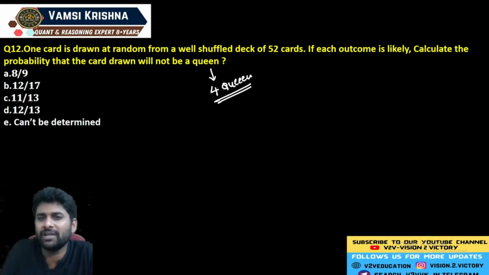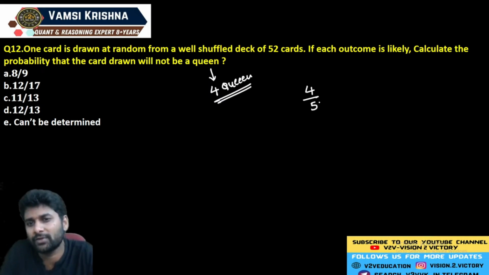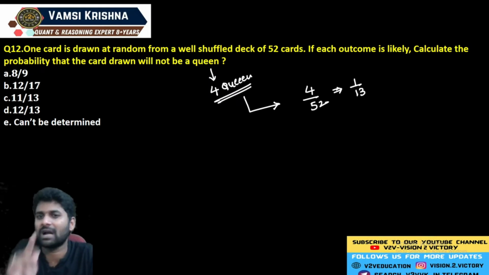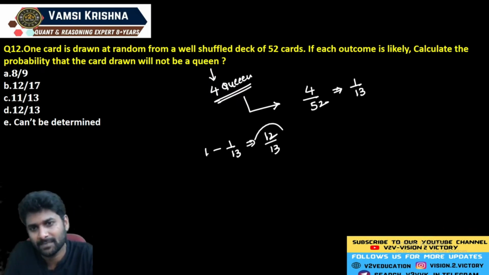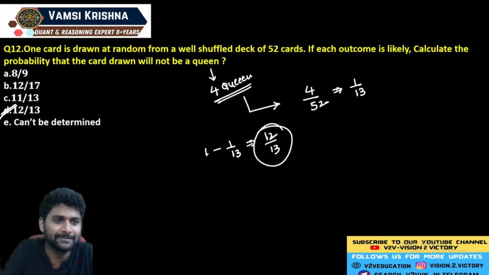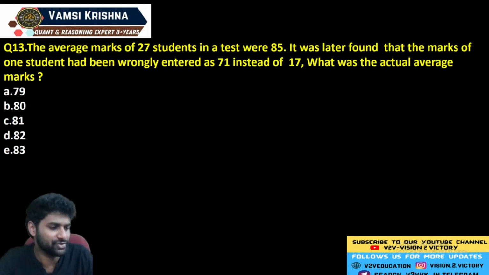See, the probability of getting a queen card out of 52. What is the probability? 4 by 52. Guys, the probability of getting a queen card is 4 by 52, which means the probability is 1 by 13. It means in every 13 cards, one card must be a queen card. Now the question says it cannot be a queen card. So what is the probability? Total minus queen card, so the answer is 12 by 13, guys. Here the probability is 12 by 13. Yes. Go through the next question.